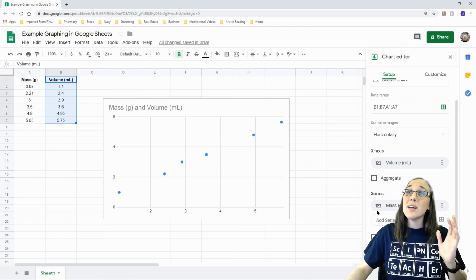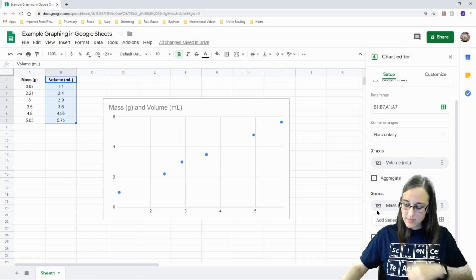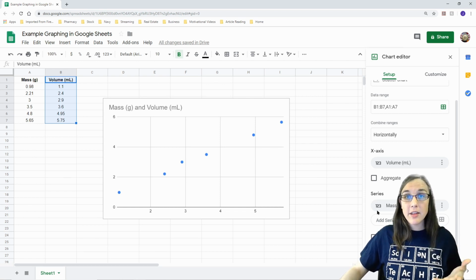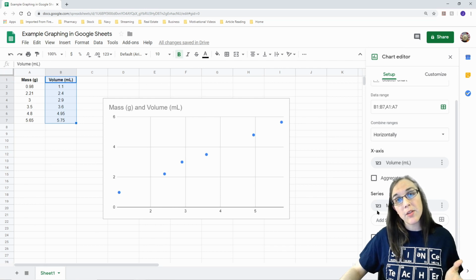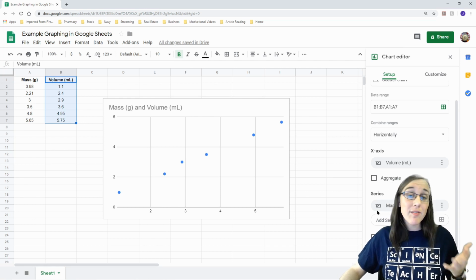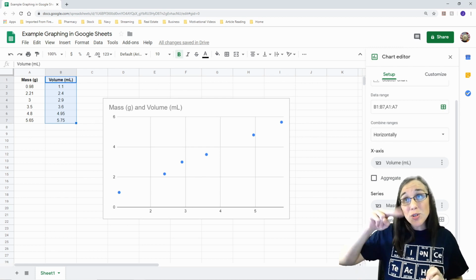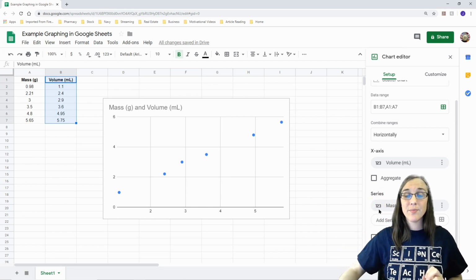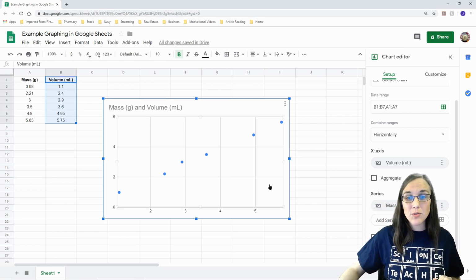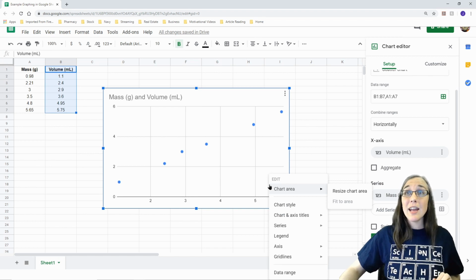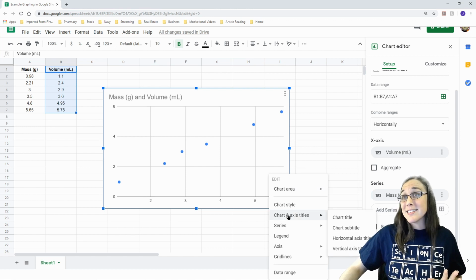So we want to title our axes. For titling your axes or titling your graph, this is going to vary between whether you have a Mac computer or you have a PC. If you have a PC, you need to right-click on the graph. If you have a Mac, you need to two-finger click on the graph. So I have a PC, so I am going to right-click on the graph, and you can see that I have a drop-down menu that's now appeared. From that, you see chart and axis titles.